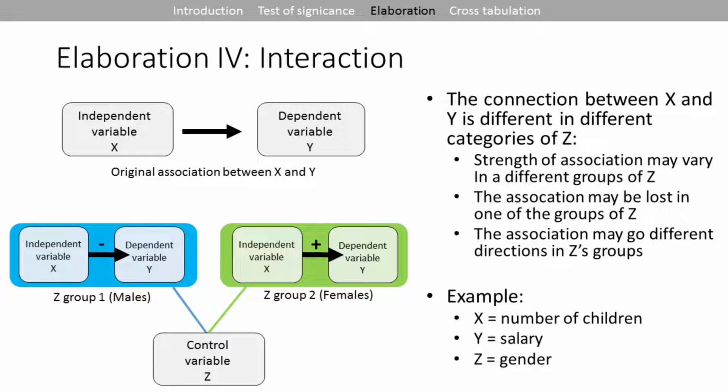The variable z is split into two parts, and the strengths of the associations may vary in different groups of z. The association may be lost in one of the groups of z, and the association may go in different directions in z's groups. The example here is that x is the number of children, y is salary, and z is gender. From the variables, you probably will understand where this is going. So z has two groups. One we have the males, and second we have the females.